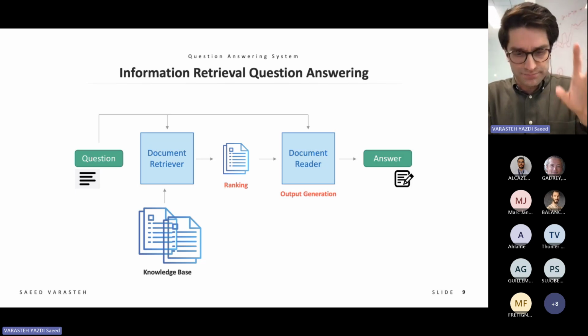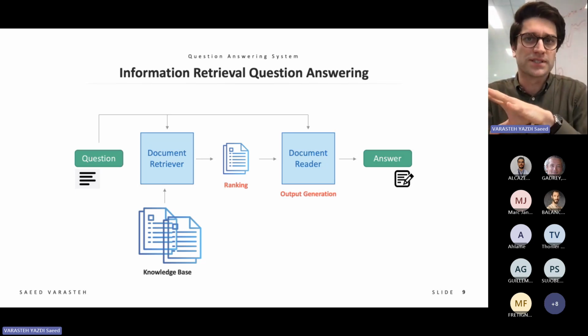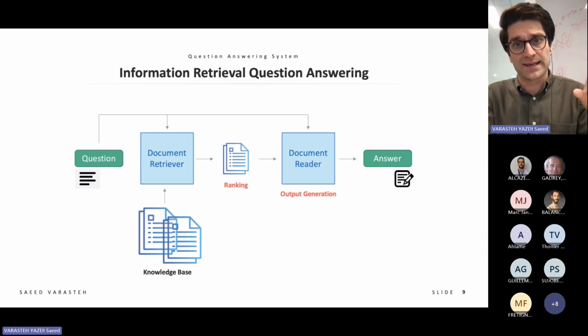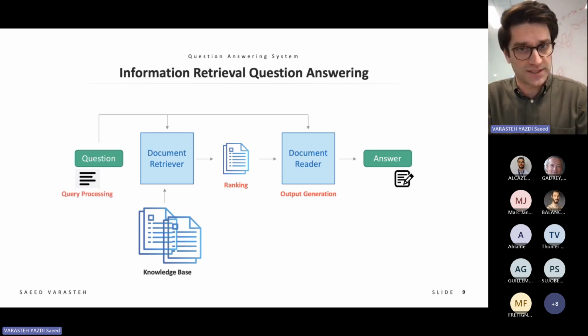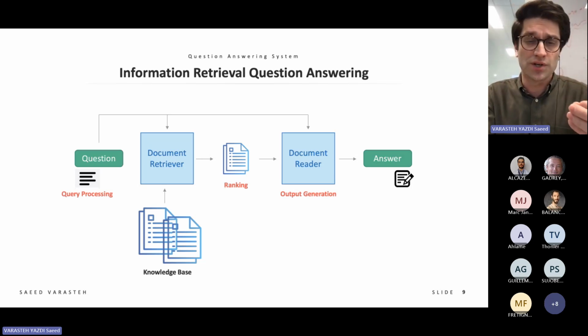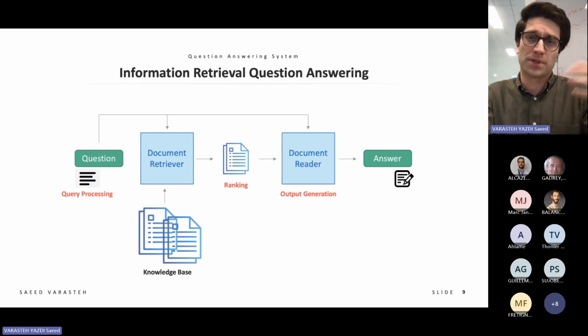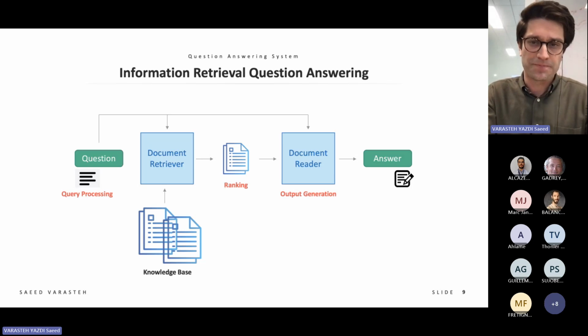We also have many other components at play in this information retrieval system to ensure its coherence and reliability. For example, we have question processing techniques. We are not just directly using the question or the query of the user. We are trying techniques like query rewriting to enrich the query and help the model better retrieve the relevant documents.